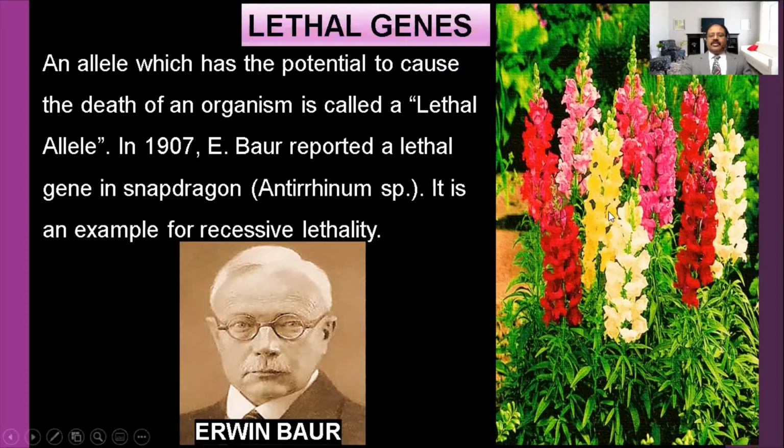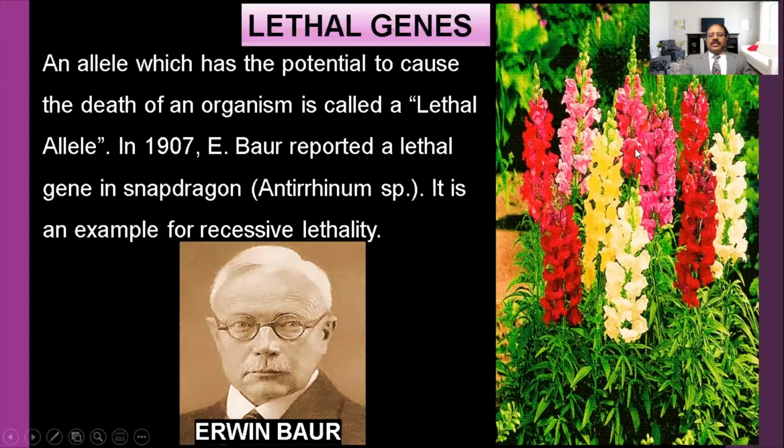On the right side you can see the diagram, no? That is snapdragon flowers, Antirrhinum. This is the Antirrhinum species. Locally or vernacularly it is called snapdragon flowers. In this plant, we noticed a lethal gene in the year 1907.